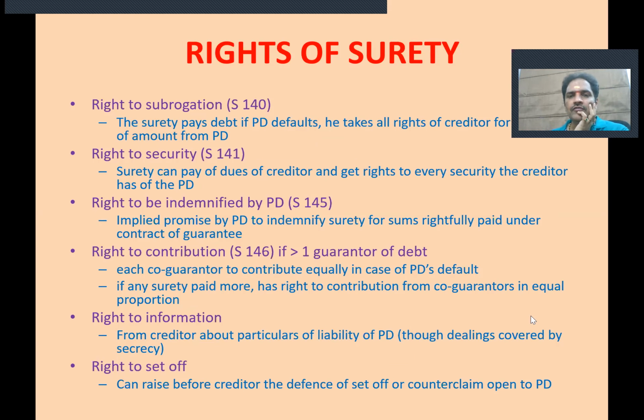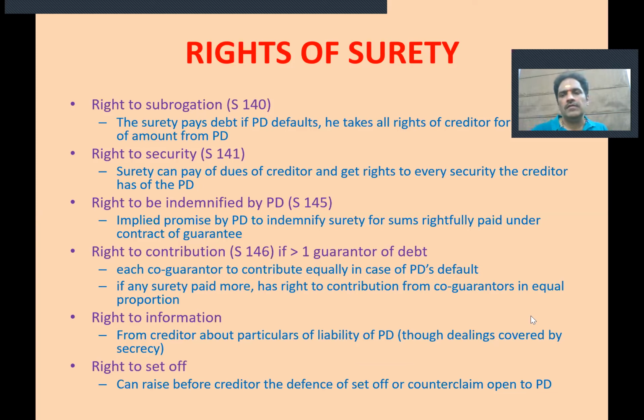Then what are the rights of the surety? As I told you, the first right is the right of subrogation. Subrogation means if the principal debtor does not pay, the creditor will take action against the principal debtor, but he is asking the surety to pay. So now the surety will pay the money. Now the surety steps into the creditor's shoes, and he will be in a position to recover the money from the principal debtor. This is what is called the right of subrogation under section 140.